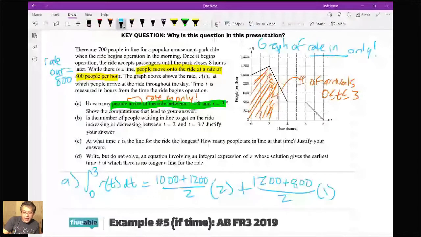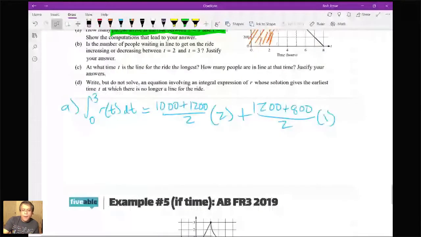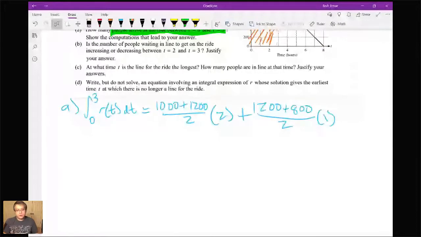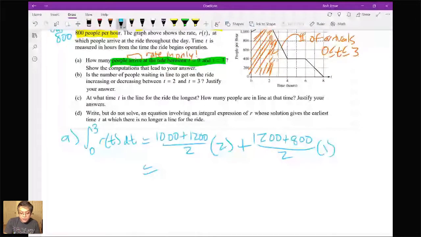I am told that they don't feel comfortable making the distinction between your handwriting an approx versus an equals. So how many people arrive at the ride between t equals 0 and t equals 3? That is 2,200. That's 1,100. These cancel. So that's 2,200 plus 1,000.